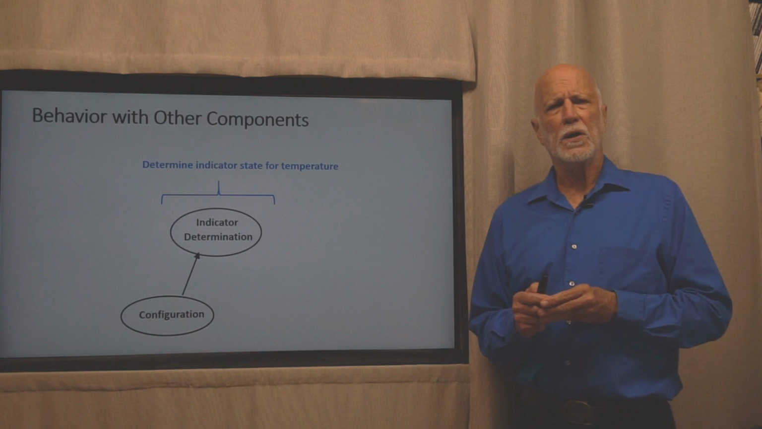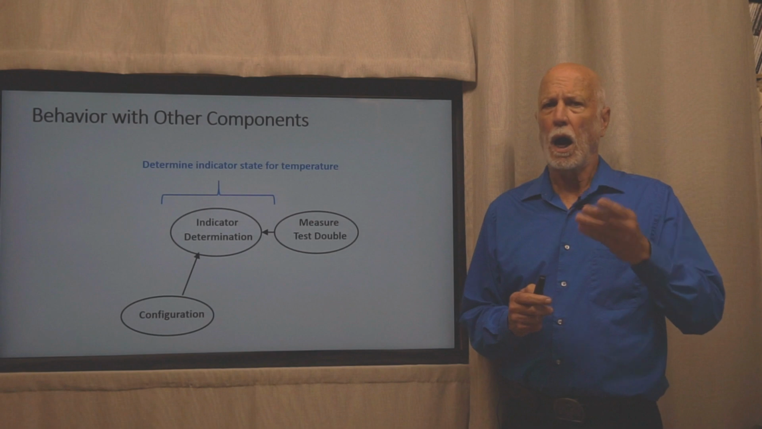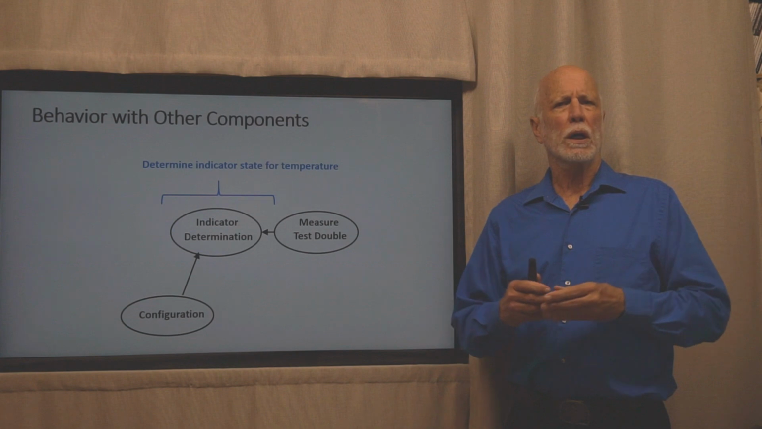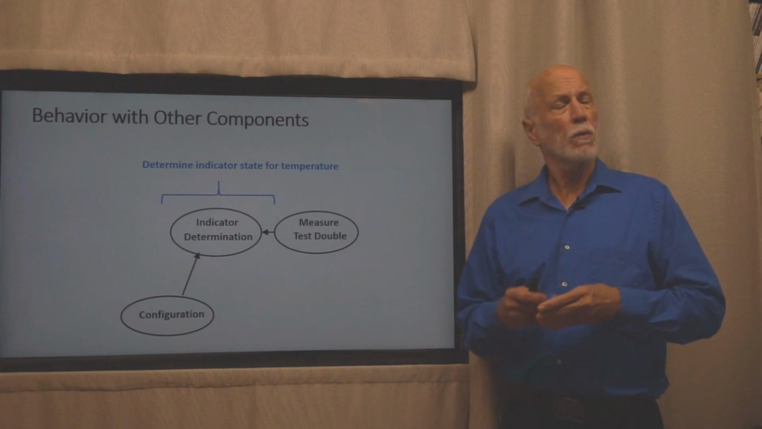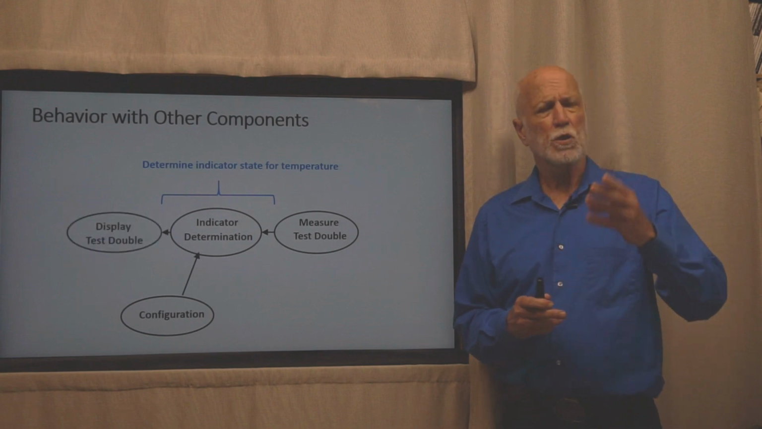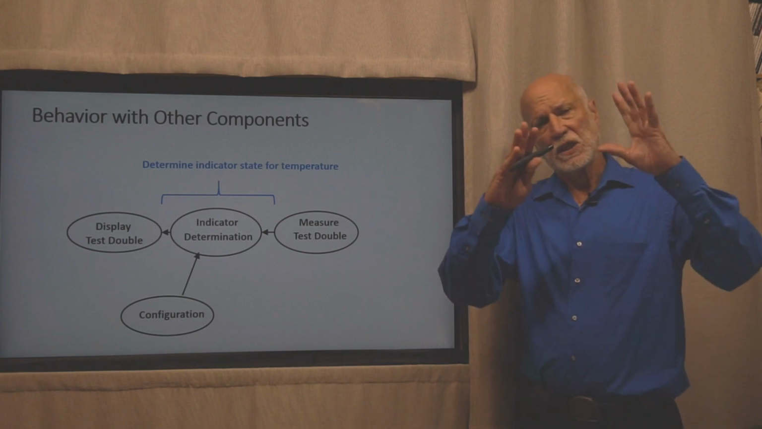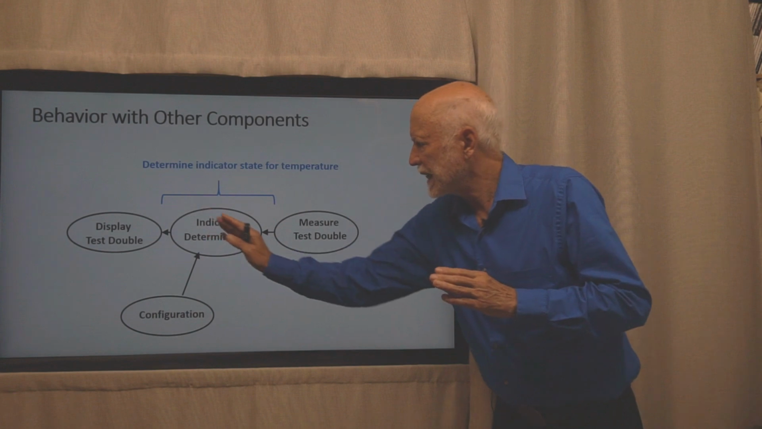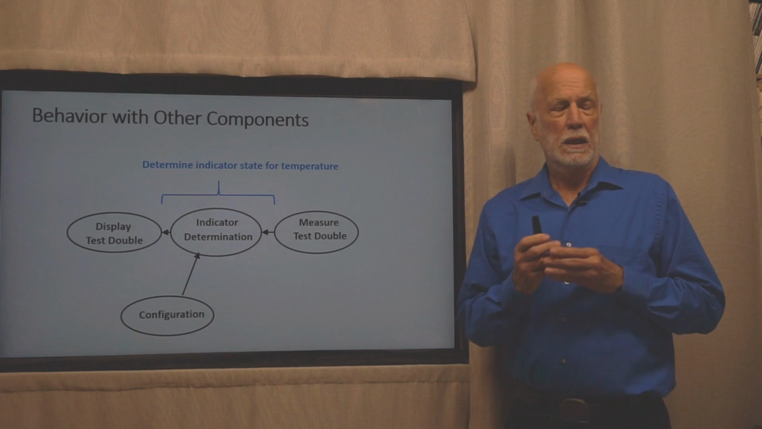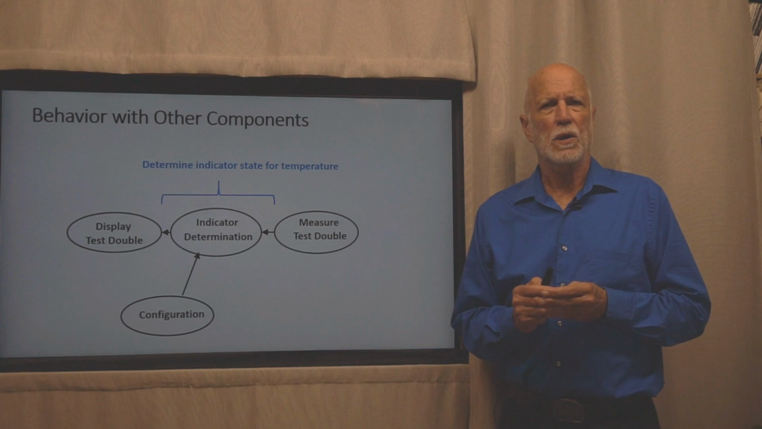So let's look at other components. Our indicator determination gets a value from our measure, and we might want to have a measure test double if we have a more complex method for communication rather than just one method calling another. And the indicator determinator talks to a display, so we're going to have a display test double. And now we're going to have a slightly different test that makes sure that the measure communicates correctly with the indicator and the indicator communicates correctly with the display. And this would be if they're more complex than simple method calls.